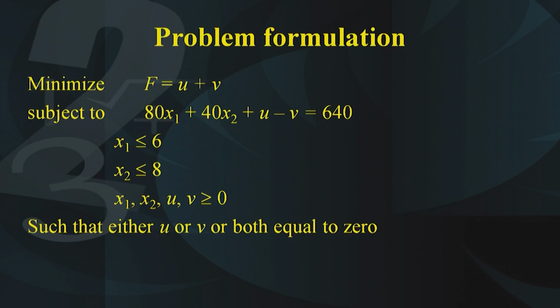Therefore, let us set up another objective function, and this will give rise to the problem formulation: minimize the deviations. That is, minimize, let us denote it by capital F, is equal to u plus v subject to the conditions 80x1 plus 40x2 plus u minus v is equal to 640, and x1 is less than or equal to 6, x2 is less than or equal to 8, and all the four variables x1, x2, u and v should be greater than or equal to 0. We have to ensure the conditions that either u or v or both should be equal to 0. This is the problem formulation for the given problem.